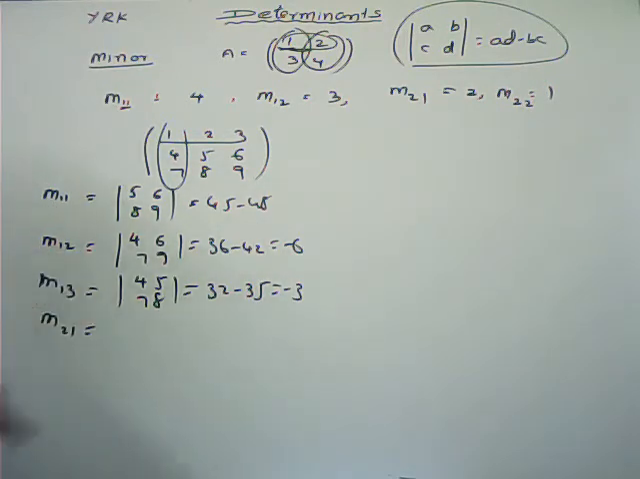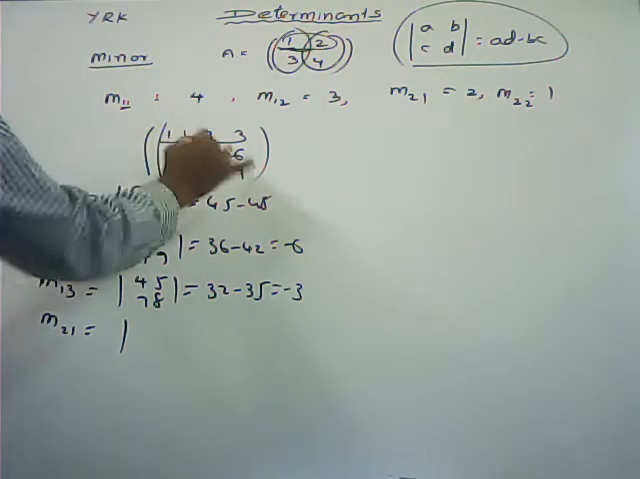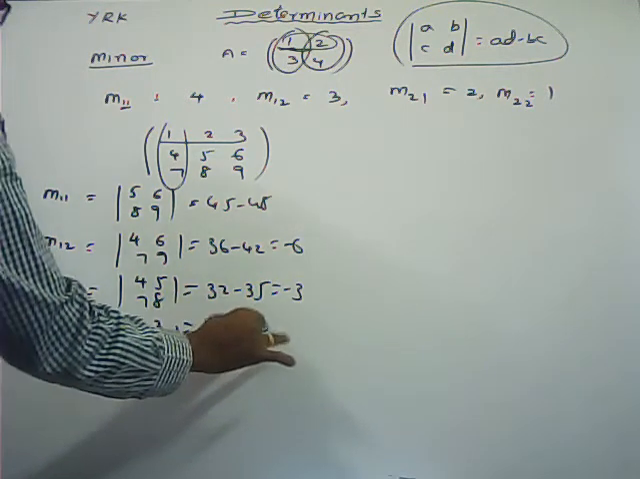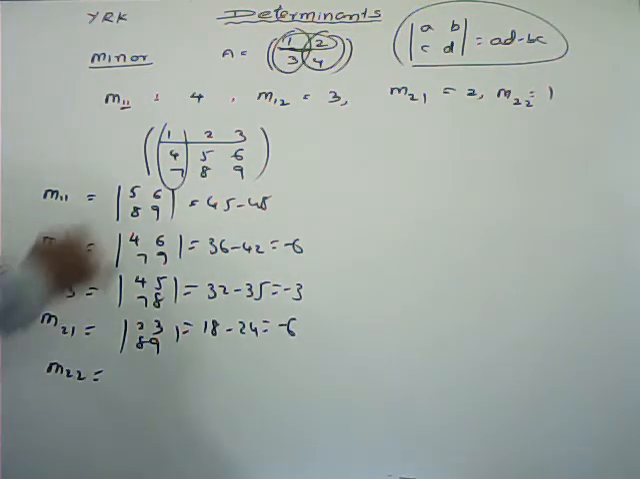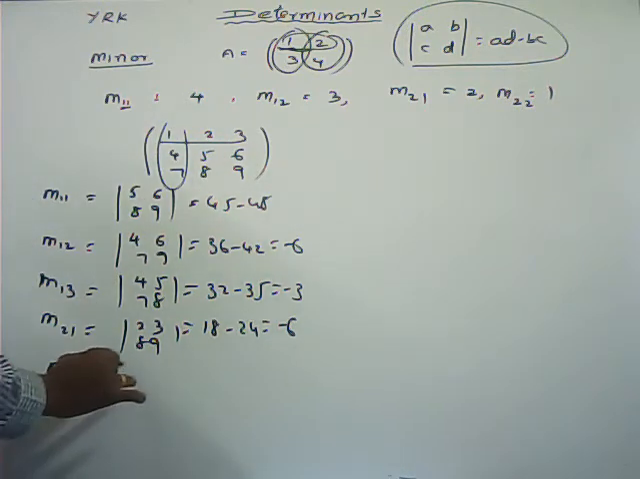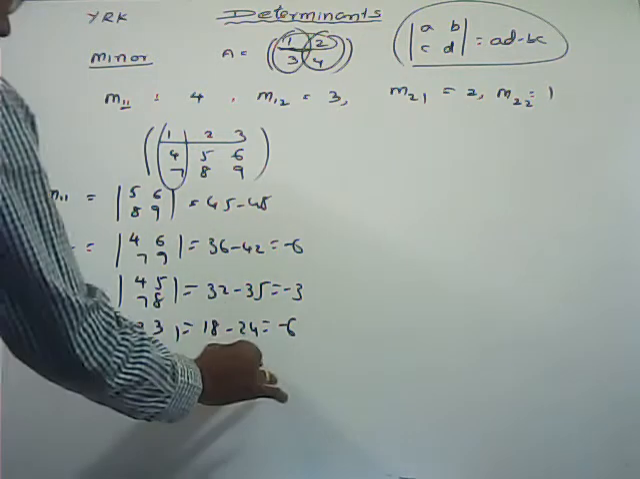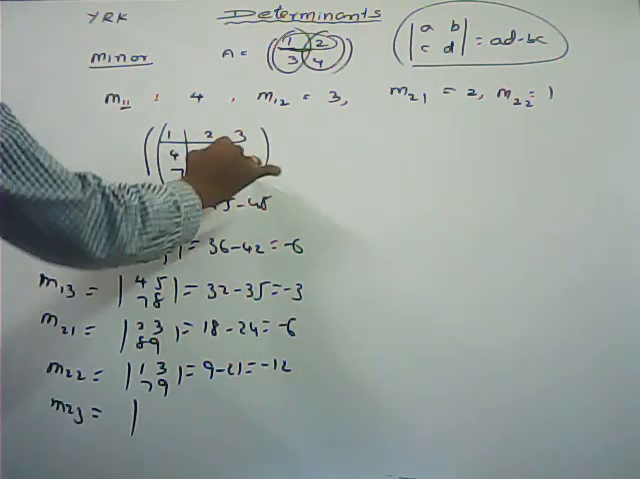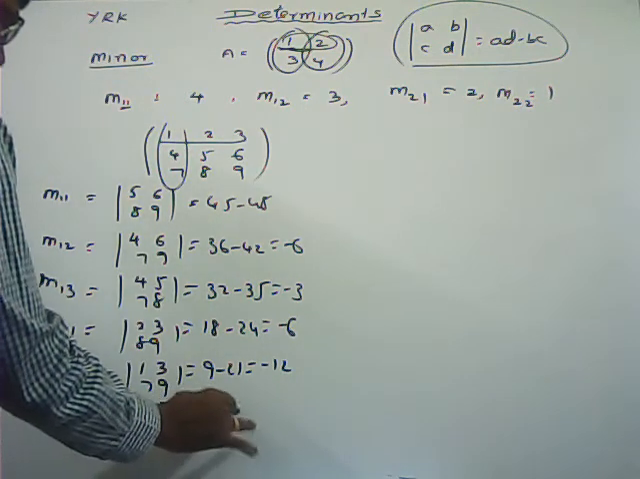M21 is equal to the determinant of the second row first column, [2, 3; 8, 9], 18 minus 24, that is equal to minus 6. M22 is the second row second column, [1, 3; 7, 9], that is equal to 9 minus 21, that is minus 12. M23 is equal to the determinant of the second row third column, [1, 2; 7, 8], that is equal to 8 minus 14, that is equal to minus 6.